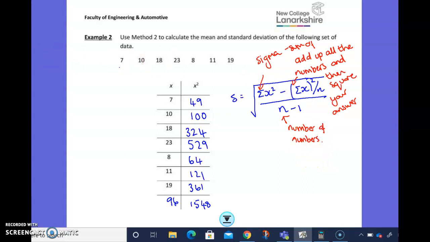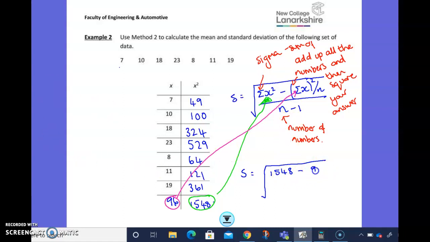Okay. Now again, it looks like a horrible formula, but we have, by doing this table, worked out a lot of the parts of the formula already. So it's the square root of the sum of x squared. You add up all your x squareds, so that's this total here. So this part here goes in here. So it's 1548 minus the sum of x is this here, because we've added up all our x's, so that 96 is this part here. It's the bit inside the bracket.